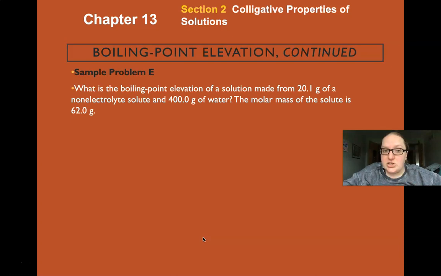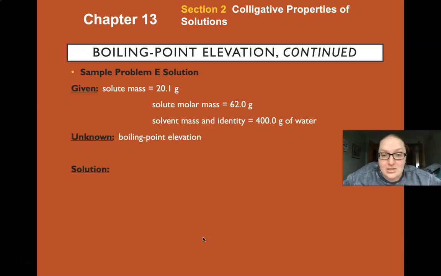So here's our practice question. What is the boiling point of a solution made from 21 grams of a non-electrolyte solute and 400 grams of water? And in this case, we aren't told what the solute is, but we are given the molar mass, which is all we need. So the molar mass of the solute is going to be 62 grams.